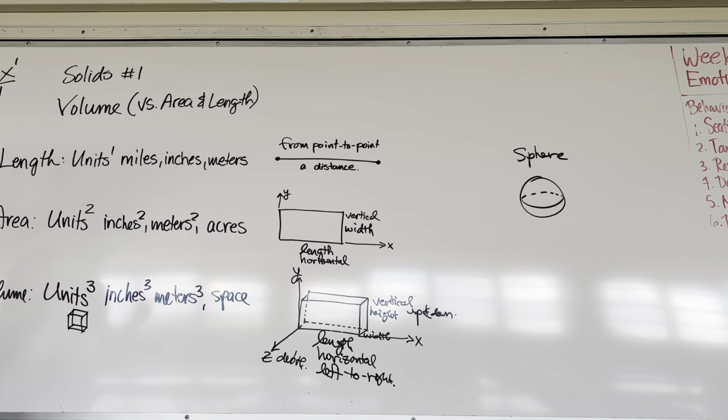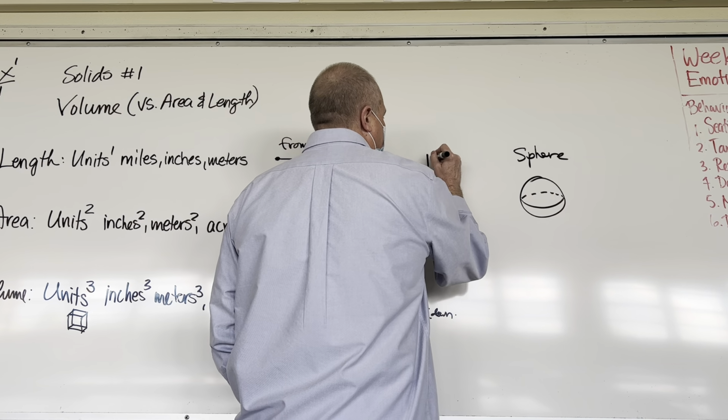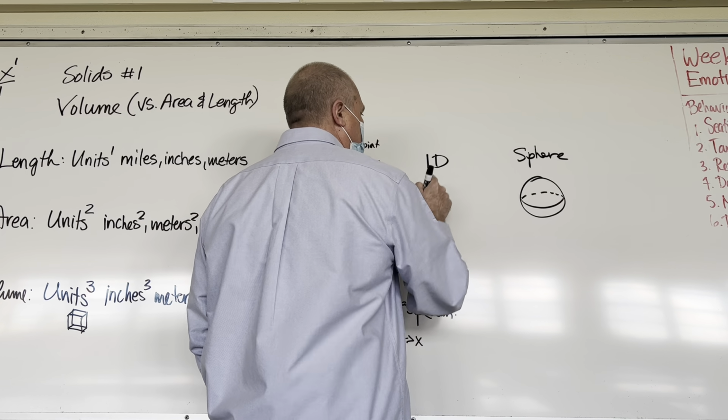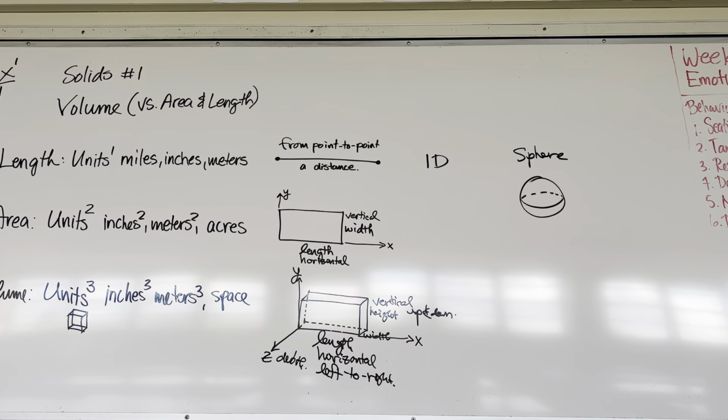Okay, sphere. So let's go back through length, area, and width. Here's what I want you to equate it to. I want you to equate it to 1D. What's the D stand for? Do you know where I'm headed yet? If length is... just between us, right? What's the D stand for? 1D.